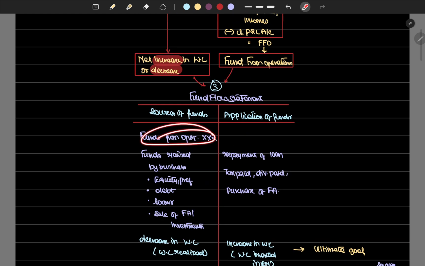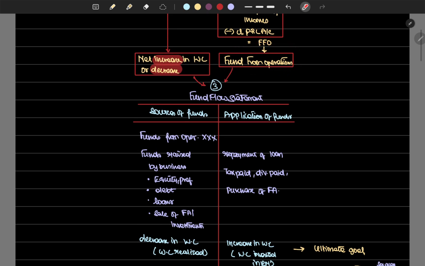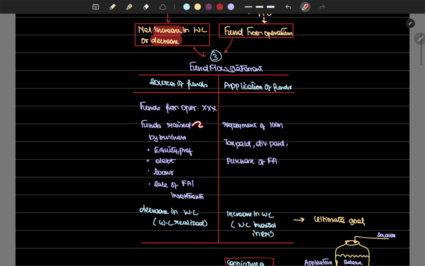Fund from operations, whatever fund we earned from the operations, has to be a source of fund. And what are the financing activities done? Financing activity we do to raise money: issuing equity shares, issuing preference shares, issuing debentures, taking loans, sale of fixed assets, and sale of investments. All these are areas where we are raising money. These are all the sources of funds the business will get.